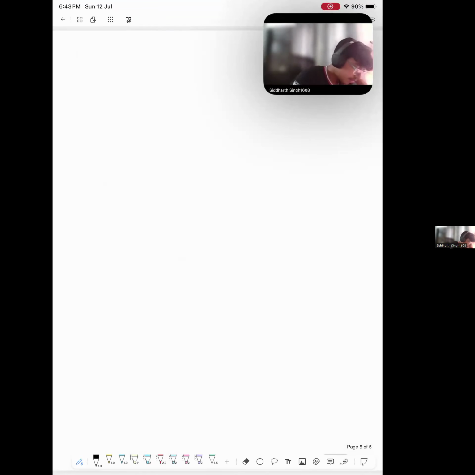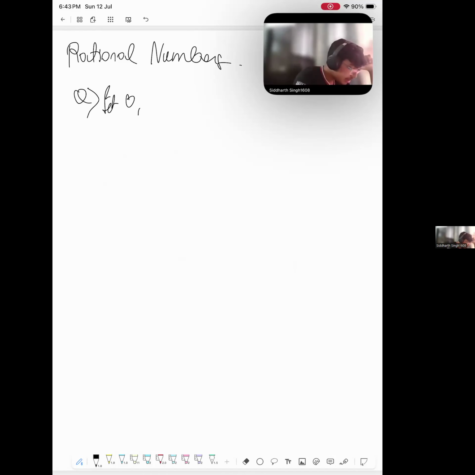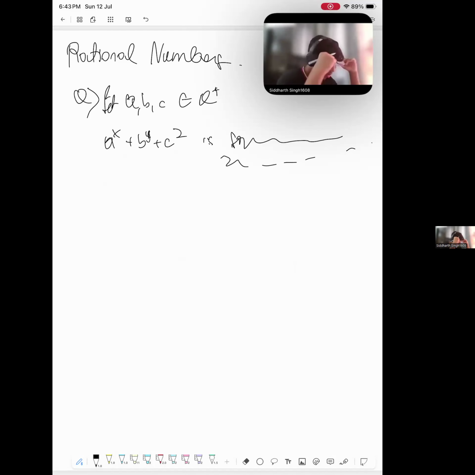Okay. Rational numbers. What do you think about them? Suppose you see a problem. I'm not going to solve it, but say: let a, b, c be rational numbers, a positive rational, and prove that a to the x plus b to the y plus c to the z is a square given some condition. So, what do you think about rational numbers?